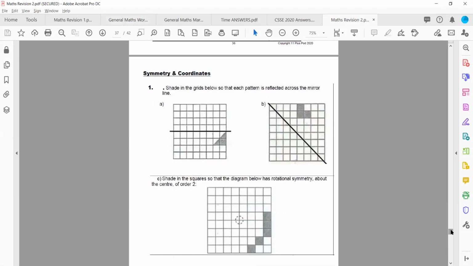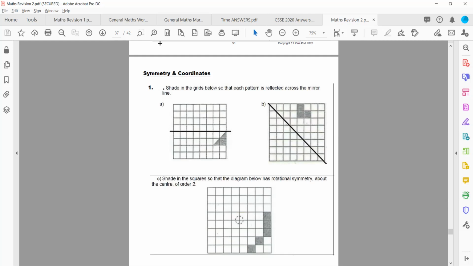So you may be asked to do reflective and line symmetry. You may be asked to do rotational symmetry, and we'll look at that later on as well in the video. Now, if you have to do reflective symmetry, you want the shape to match the shape on this side. And if we're reflecting over this line here, our reflection is going to come up here.